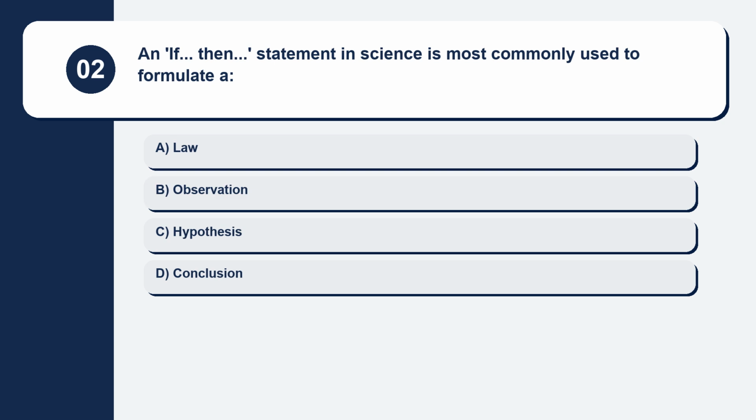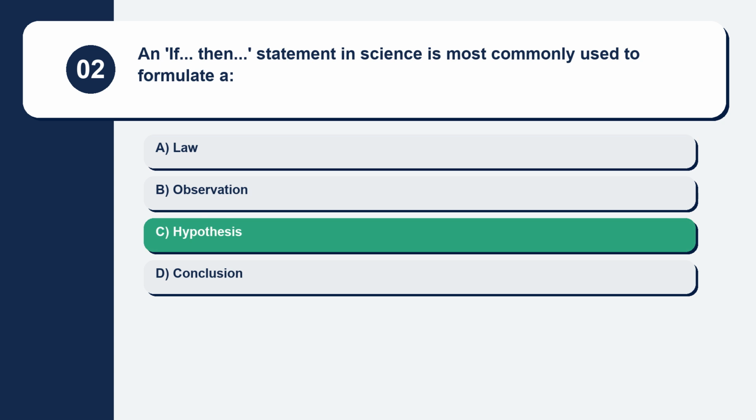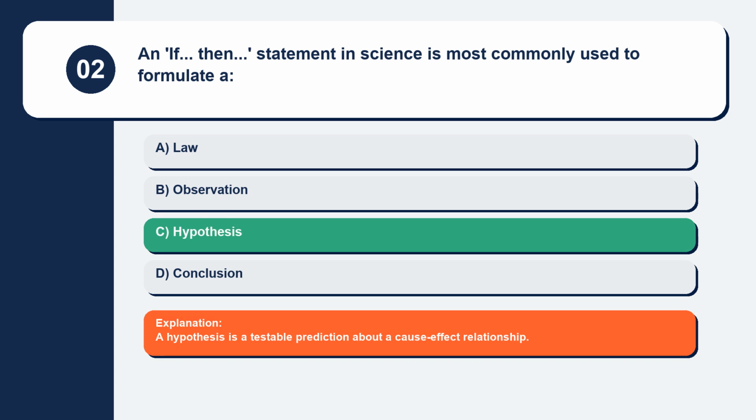Question 2. An if-then statement in science is most commonly used to formulate a: law, observation, hypothesis, conclusion. A hypothesis is a testable prediction about a cause-effect relationship.